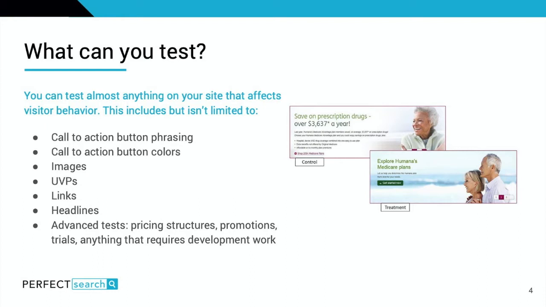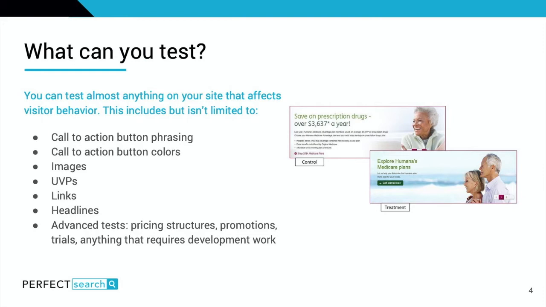So now that you know why you should be A/B testing, what can you test? Essentially, anything that's on your website that affects visitor behavior can be tested. This includes, but is definitely not limited to, the button phrasing on calls to action, the button color of calls to action. Different images on your website can be tested against each other. Different UVPs, so different unique value propositions. So you could test free shipping after $50 or a free gift if you spend over $50. Different links to different portions of the website, different headlines.